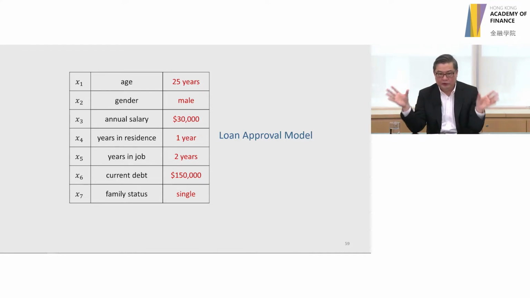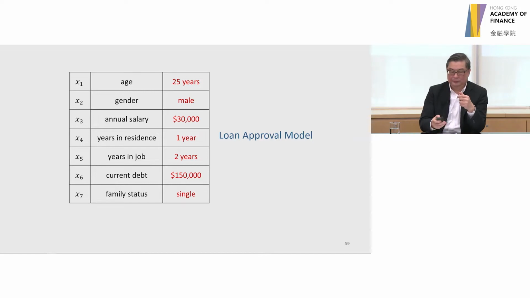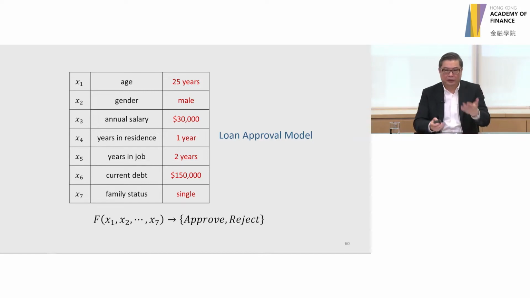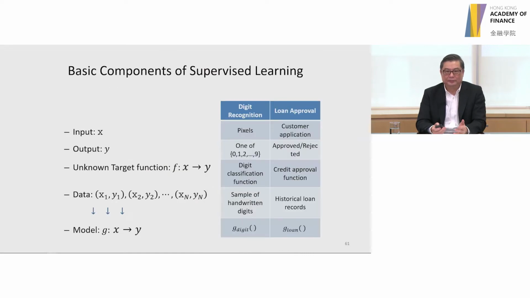So you have these 2 sets of examples, and then you fit them into, say, a neural network. And then the neural network, after a number of iterations, will come up with a function. And that function is represented by the weights of the neural network. So here is the function: approve or reject. Even though the application contexts are very different, one is handwritten digit recognition, the other is loan approval, the principles are the same. The components are the same.